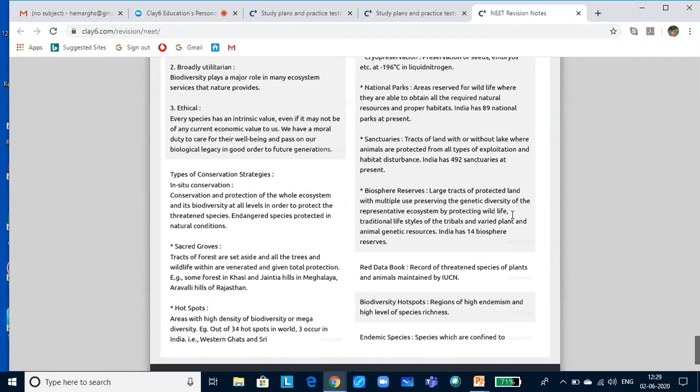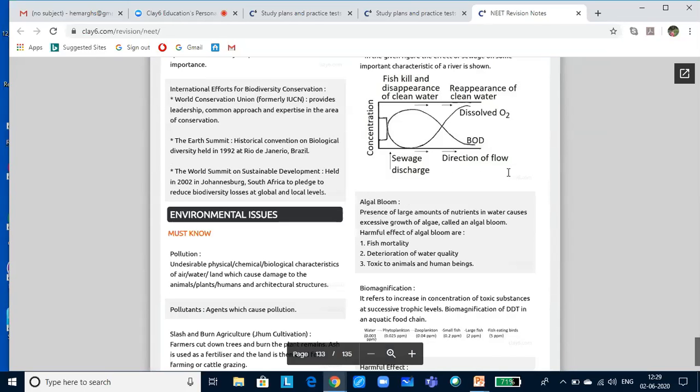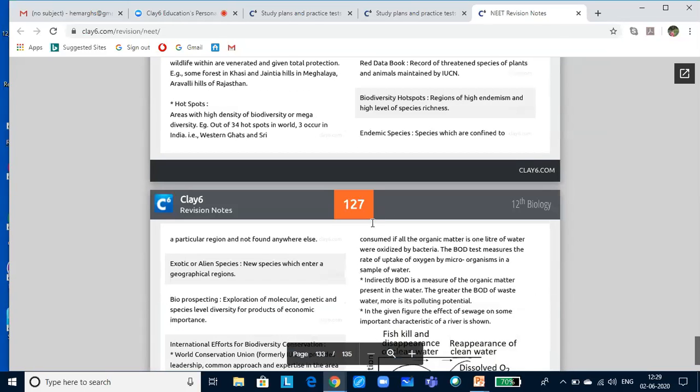And biosphere reserves are large areas of protected land with multiple use, preserving the genetic diversity of the representative ecosystem by protecting the wildlife, traditional lifestyles of the tribals, and varied plant and animal genetic resources. Now, India has 14 biosphere reserves that I have already given you. Now, endemic species. The definition for endemic species is the species which is specific to a particular region and is not found anywhere else.